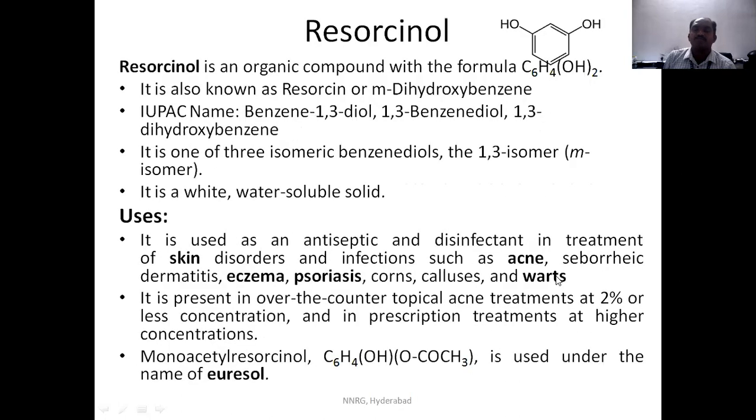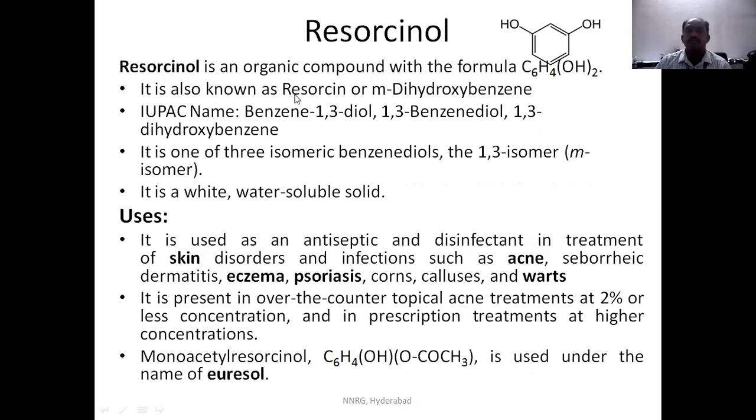And coming to the next one, that is resorcinol. Resorcinol is an organic compound with a molecular formula C6H4 with two hydroxy groups, so the hydroxy groups are meta to each other. If two hydroxy groups are present ortho to each other, we call it catechol. Here the hydroxy groups are meta to each other, so we call it resorcinol.